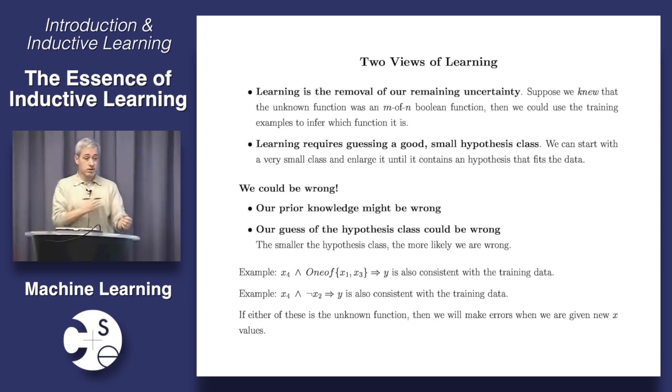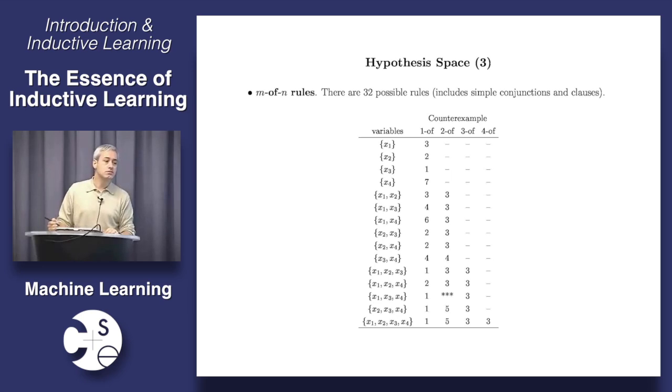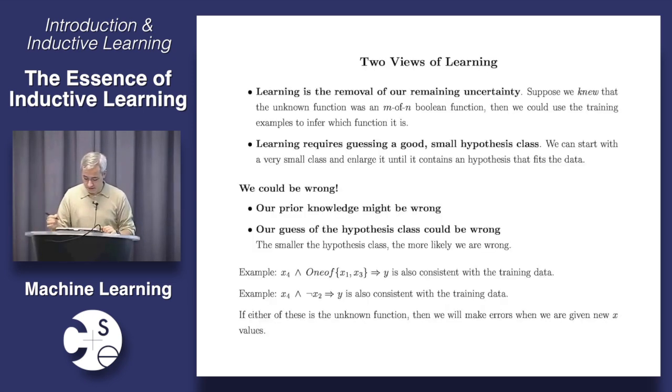The other side of this, right, is that, well, you could be wrong, right? You could be wrong even if things seem to work out. Look at this here. Hey, I postulated that it was an M of n concept and I found only one that fit. Does it mean I should go home happy? Not really, right? Because if you think about it, there's other things that would work here, right? So for example, the rule, you can check this yourself at home, x1 and not x2 implies y also works. So which one is it?